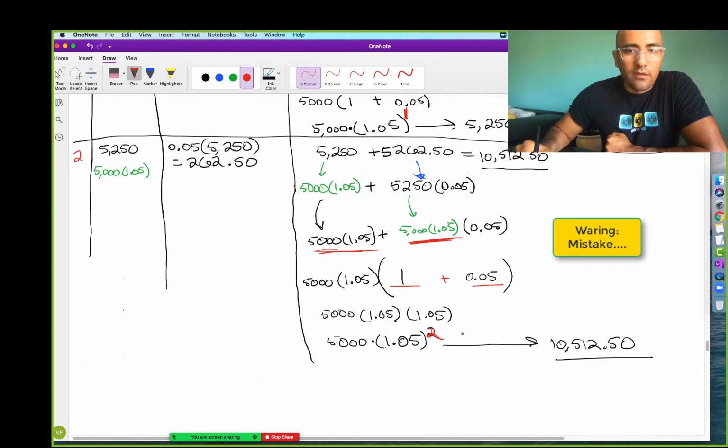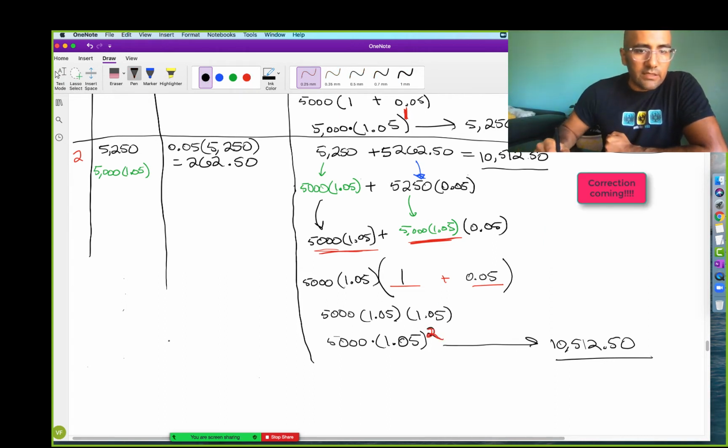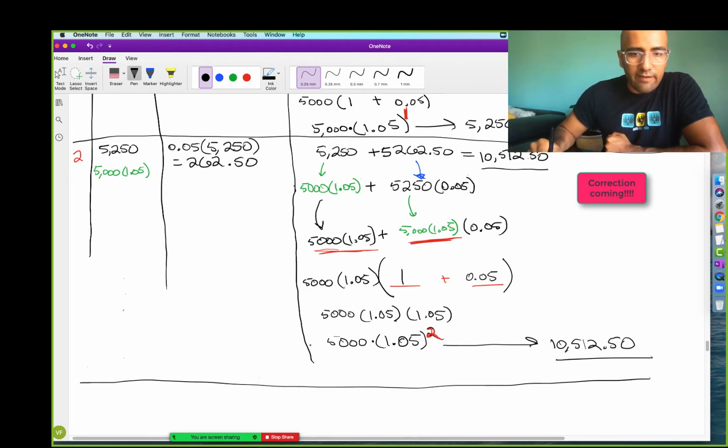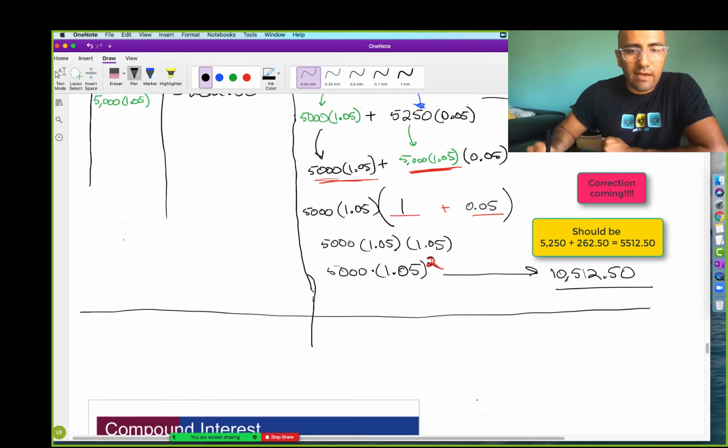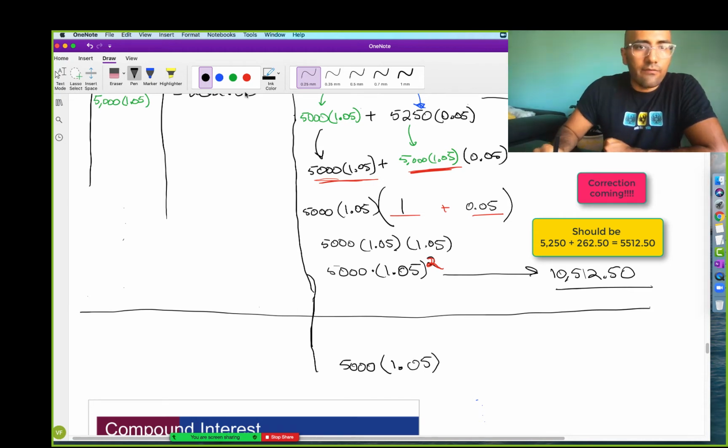because it's the end of the second year. So from here, we can pretty easily guess what's going to happen at the end of the third year. If I told you, hey, figure out what happens at the end of 3 years, what's the balance on the account going to be? At the end of 3 years, it should be 5,000, the initial investment, going back to square one, the initial investment, times 1.05, raised to the power of 3.